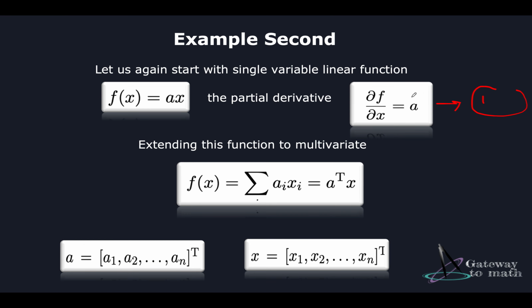If we have to extend this function to a multivariate case, please note a multivariate is when we have multiple input values given to the function. So I can extend this function as f of x equals summation of ai xi, which equals transpose of a times x. So our expression, this f of x that we've written in the form of a multivariate function, can actually be simplified as a equals a1 a2 until some an transpose value, and x equals x1 x2 until some xn value, which is also transpose.